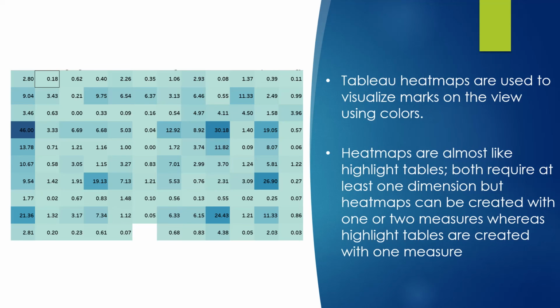Whereas heat maps are used to visualize marks on the view using colors. As you can see here in this heat map, the higher the value, the darker the color. For example, the maximum value is 46. Heat maps are also like highlight tables. So both require at least one dimension, but heat maps can be created with one or two measures, whereas a highlight table is created with one measure.